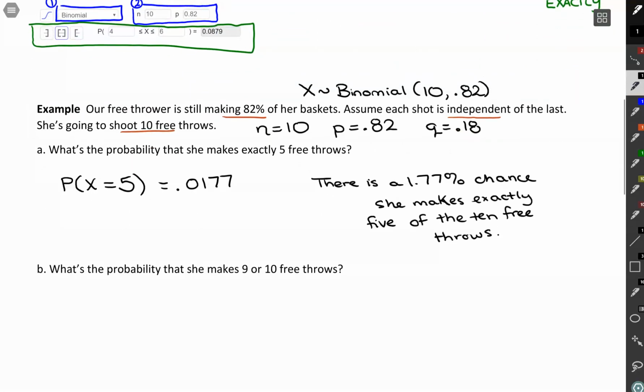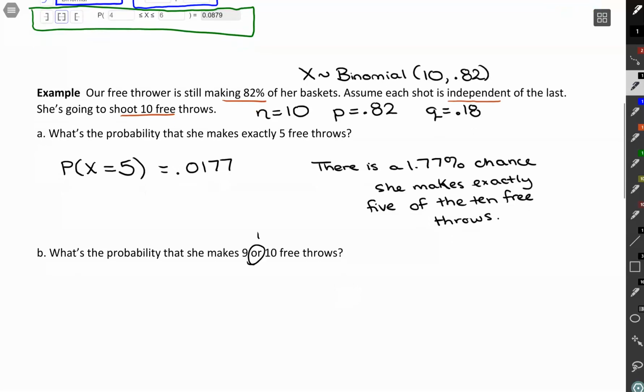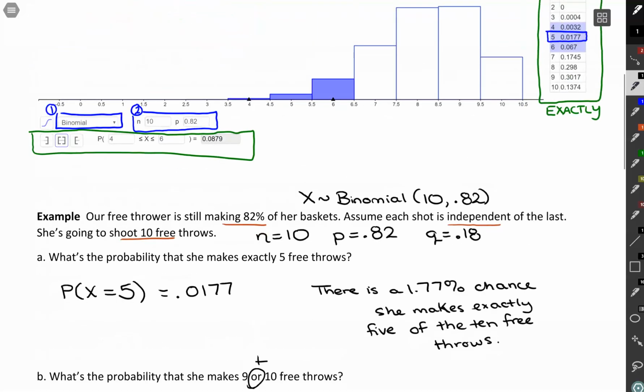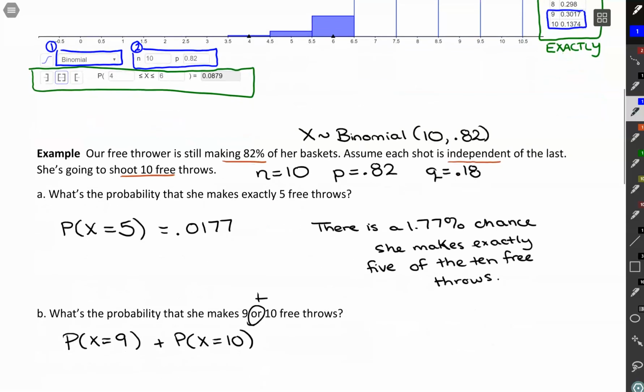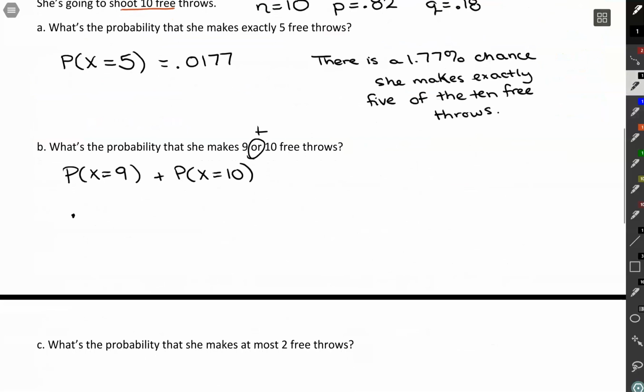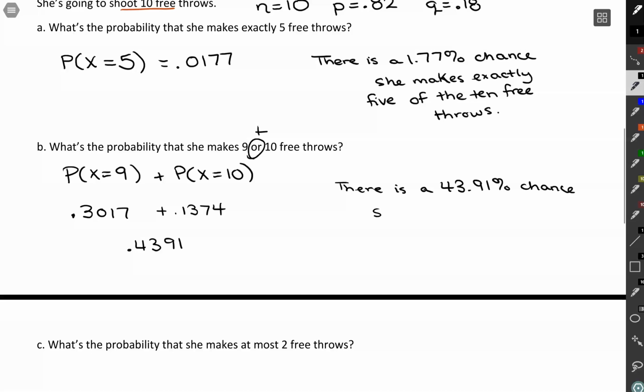If we wanted this probability she makes exactly 9 or exactly 10, so again, or is our addition rule. So we'll have this probability of making 9 plus this probability of making 10. So what we can do is go over to our table and just look at where's 9 and 10. So to make 9 has a 0.3017 chance, to make 10 has a 0.1374, and we want to add those values together. So with this, it would be a total of 0.4391. So there is a 43.91% chance she makes 9 or 10 free throws.